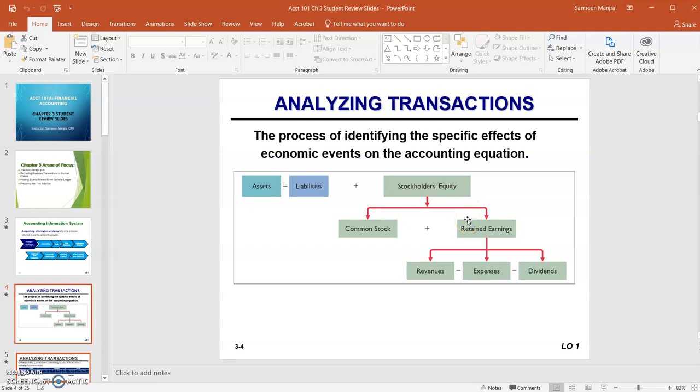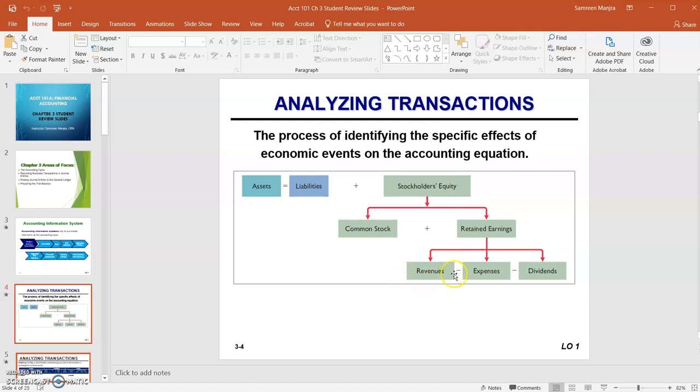And we also remember from Chapters 1 and 2 that retained earnings is computed by taking the beginning retained earnings, add net income, which is going to come from the income statement, and you're going to subtract out dividends to get your retained earnings at the end of the accounting period.